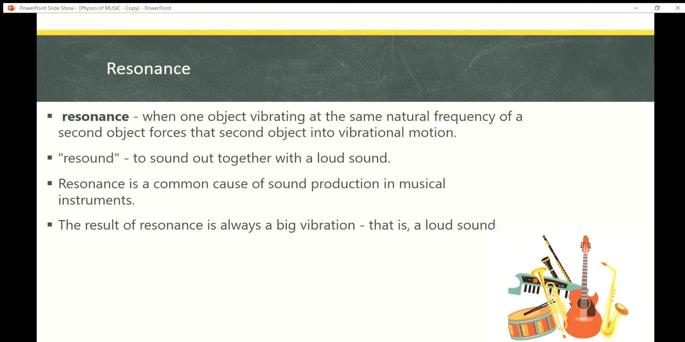Resonance. What is resonance? When one object vibrates at the same natural frequency of a second object, that forces the second object into vibrational motion. The word resonance comes from the Latin root resound, which means to sound out together with a loud sound. Resonance is a common cause of sound production in musical instruments, and the result of it is always a big vibration, which results in a loud sound.